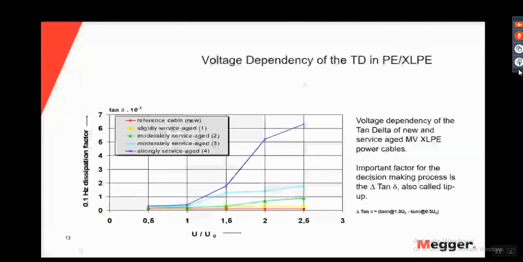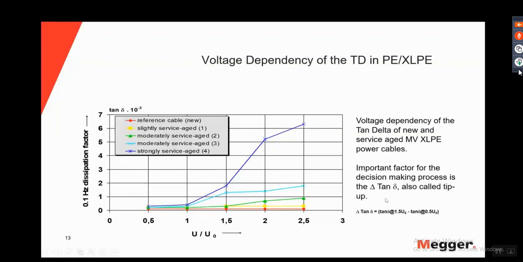This is voltage dependency of the tan delta. If you look here, this is just like we were discussing a minute ago. If you look at our table, you have the red reference cable, which is new, the yellow, which is slightly service aged, the green is moderately service aged at 2 years, moderately service aged at 3, strongly service aged. So if you look at this scale, voltage dependency of the tan delta of new and service aged medium voltage XLPE power cables.